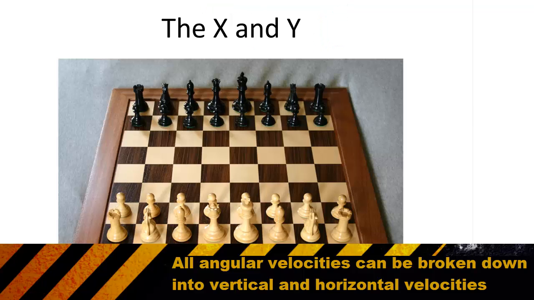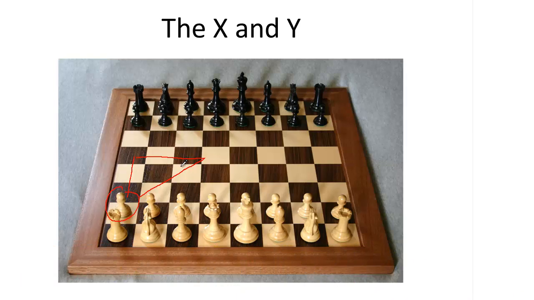So you can think of angular velocity like moving pieces on a chessboard. If I want to take this pawn here and I want to move him at an angle, essentially what I'm doing is I'm moving him up a few blocks and then right a few blocks. And you can see when I do that, I actually form a right triangle.